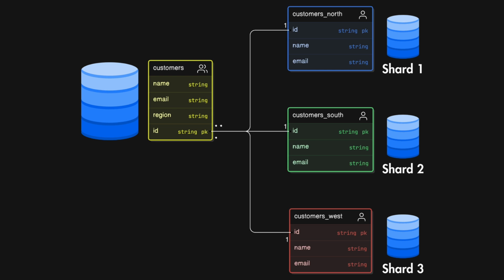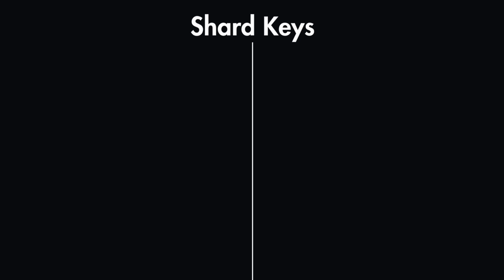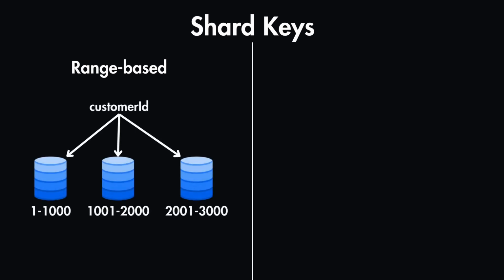But how do we decide where each data goes? For that, we use shard keys. Shard keys determine how data is assigned to shards. For example, we can have the range-based sharding, which we just saw. In this case, data is partitioned based on ranges of the shard key. For example, customer IDs from 1 to 1000 might go to shard 1, the next 1000 will go to shard 2, and so on.